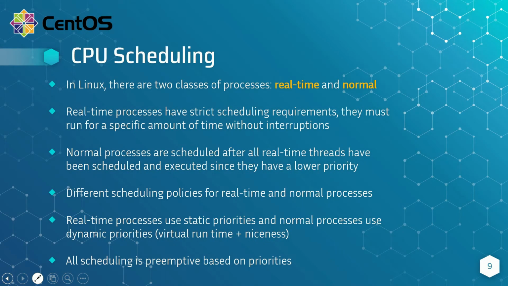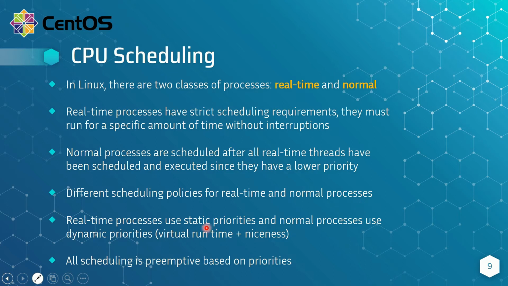So for CPU scheduling, for my research, there are 2 classes of processes. One's called real-time, and then the other is normal. So real-time processes are different in that they have strict scheduling requirements. They have to run for a specific amount of time without interruptions, otherwise their function will be damaged. So normal processes are scheduled after all real-time processes have been scheduled and executed, since normal processes do have a lower priority.